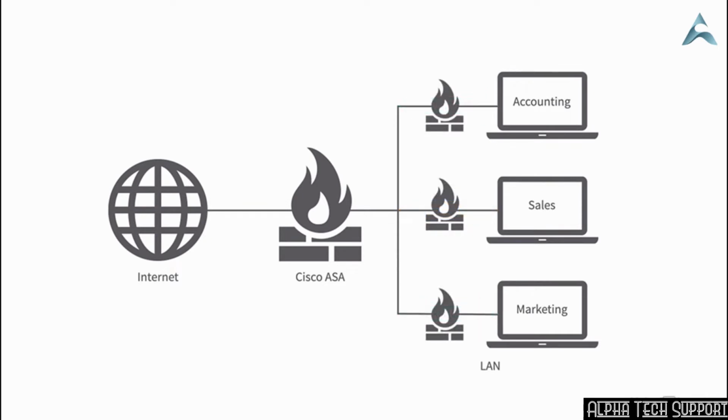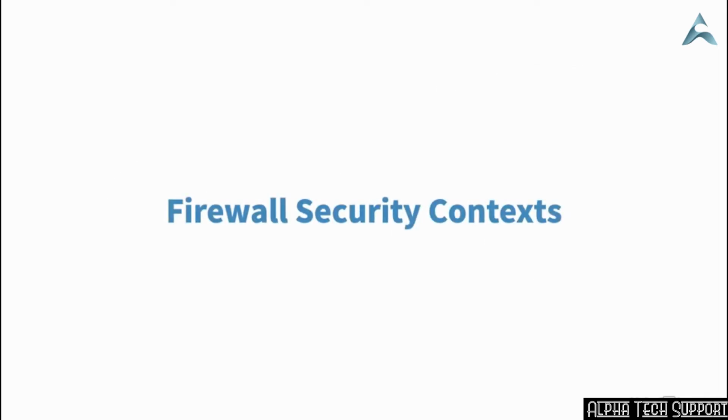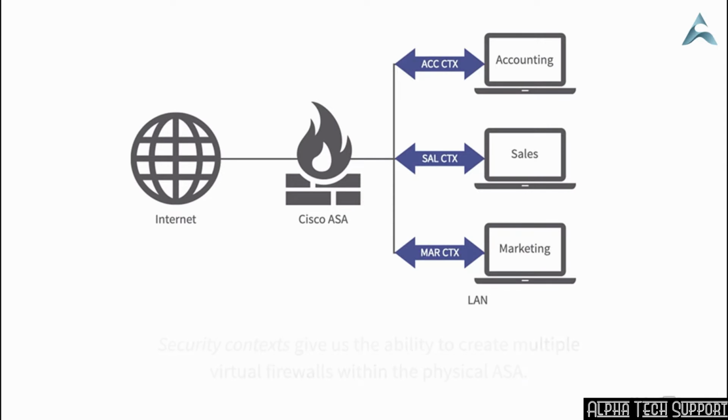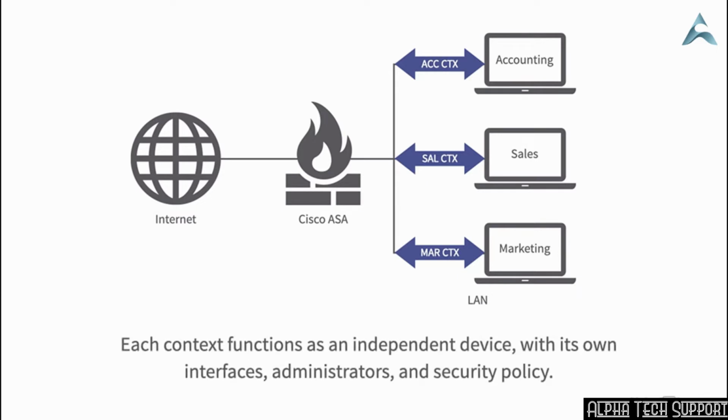Well, we could implement a firewall for each of these departments, but if we have a Cisco Adaptive Security appliance, we can use Security Context. Security Contexts give us the ability to create multiple virtual firewalls within the physical ASA. The ASA acts like a hypervisor. Each context functions as an independent device with its own interfaces, administrators, and security policy.